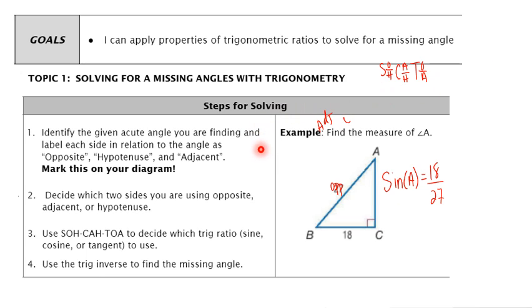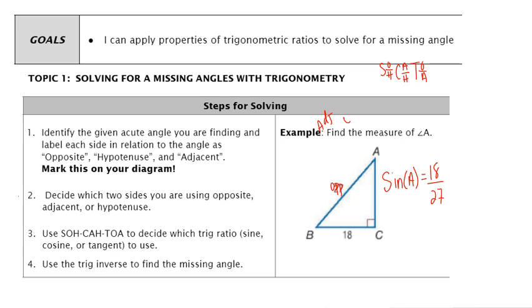So the steps look very similar. We label our diagram, and we determine the ratio we're going to use. We use sine, cosine, and tangent. The only difference is we're going to use what's called an inverse. So we're going to use our calculator to have our calculator find a missing angle for us.